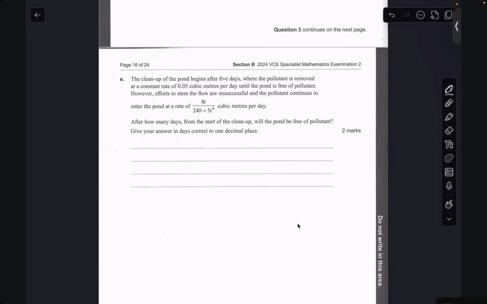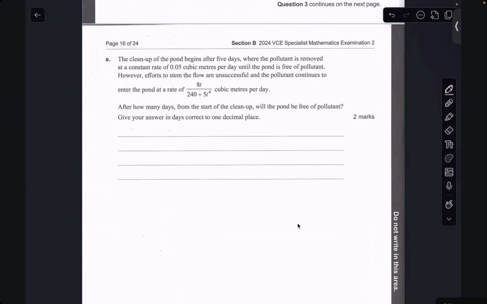The cleanup of the pond begins after 5 days, where the pollutant is removed at a constant rate of 0.05 cubic meters per day until the pond is free of pollutant. However, efforts to stem the flow are unsuccessful and the pollutant continues to enter the pond. After how many days from the start will the pond be free of pollutant?